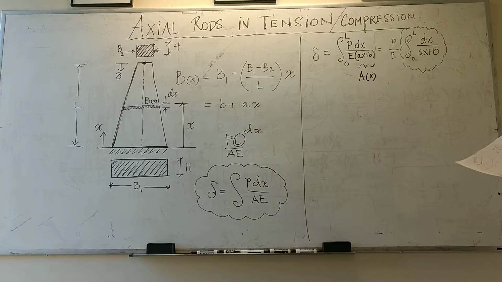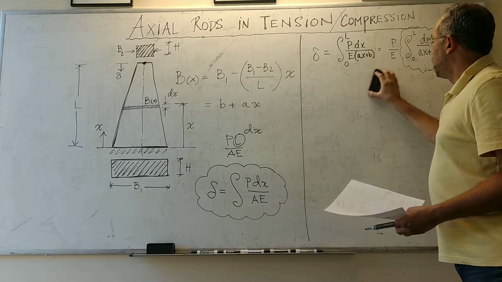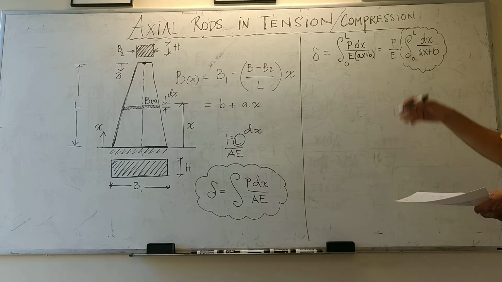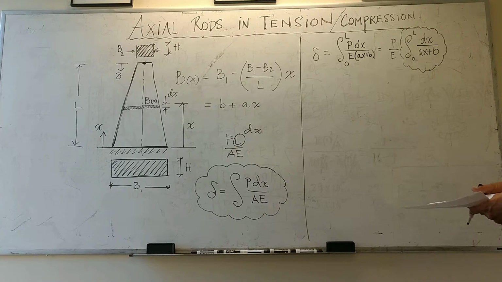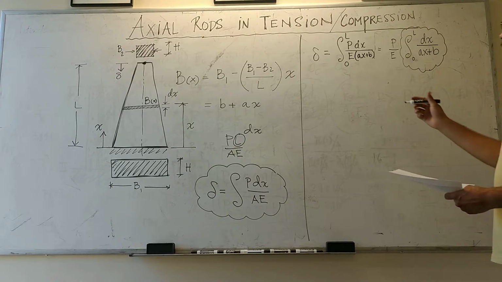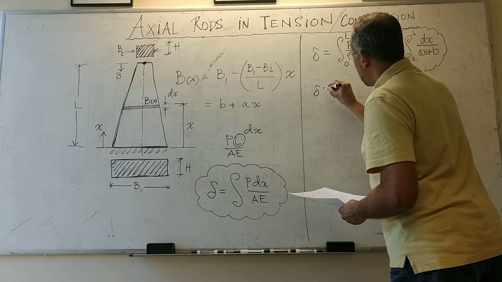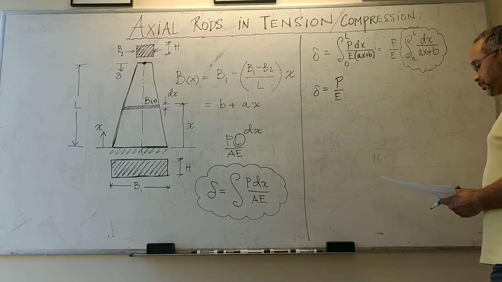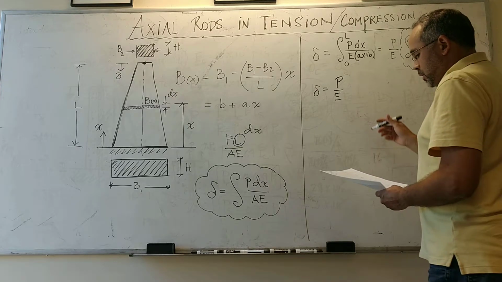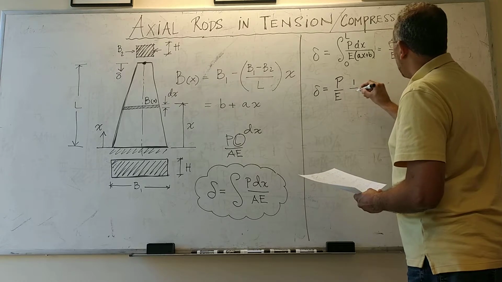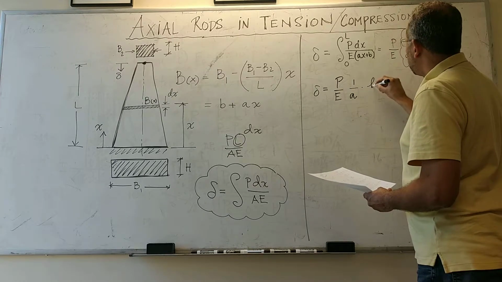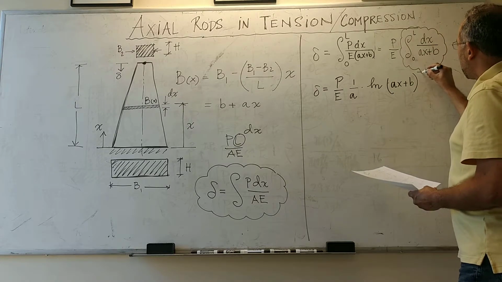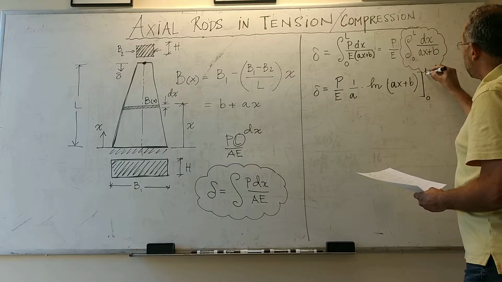Now the key here is to solve this integral. And if you remember from calculus, the solution to that integral is some kind of log, right? Because it's the integral of dx over x with a linear change of variables. So actually, the exact expression goes something like this: P over E times 1 over a times the log of ax plus b, and that must be evaluated between 0 and L.